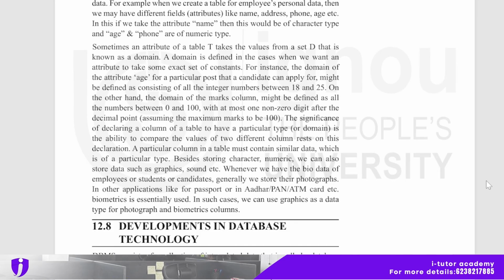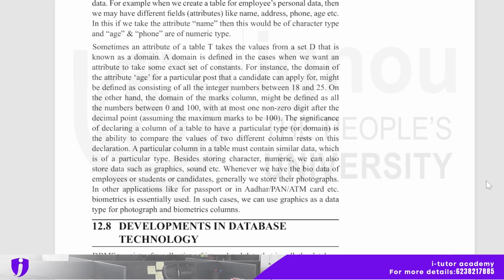Sometimes an attribute of a table T takes the value from a set D that is known as a domain. A domain is defined when we want an attribute to take some exact set of constants. For instance, the domain of the attribute age for a particular post that a candidate can apply for might be defined as consisting of all the integer numbers between 18 and 25.